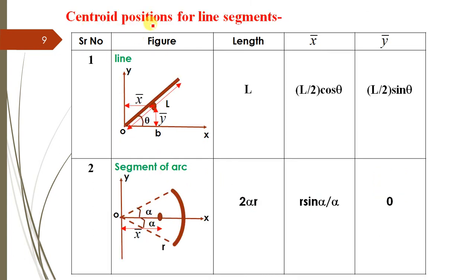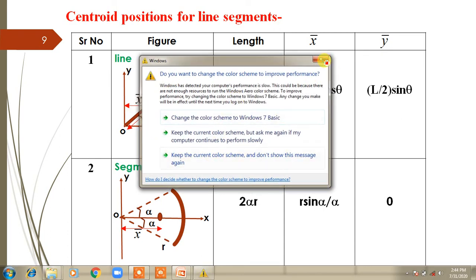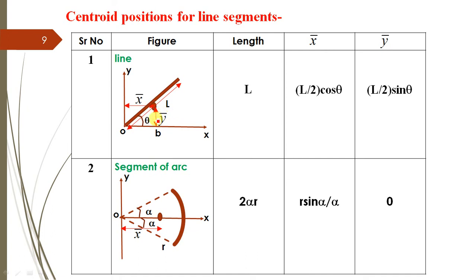Now the centroid of a line segment. This is a 1D problem, a line with only one dimension, that is length, no breadth, no thickness. Having length L, its X bar is L by 2 cos theta and Y bar is L by 2 sin theta. For an arc of radius R, the length is twice R alpha, or you have already learned this formula in 9th standard, that is R theta.